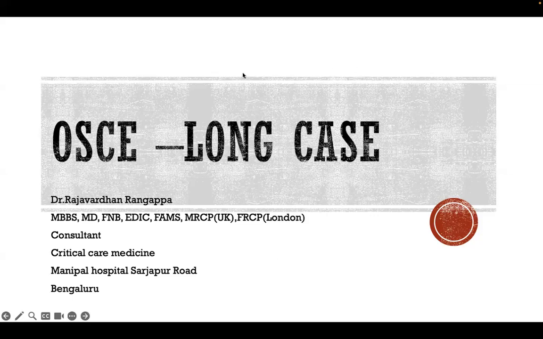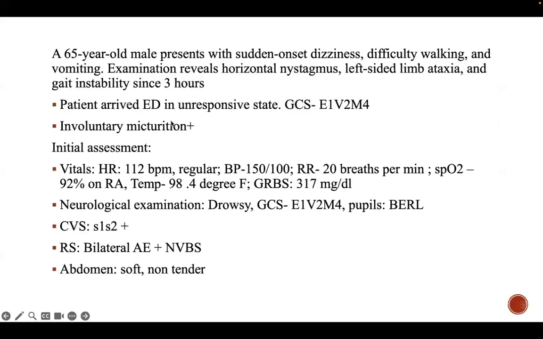Okay. First, we are starting with the neuro session. So here is a 65-year-old male patient who presents with sudden onset dizziness, difficulty walking and vomiting. On examination, the patient has horizontal nystagmus, left-sided limb ataxia and gait instability for the last 3 hours. The patient arrived in the ED in an unresponsive state. GCS was E1, V2, M4, and also noted to have some involuntary micturition at this point of time.